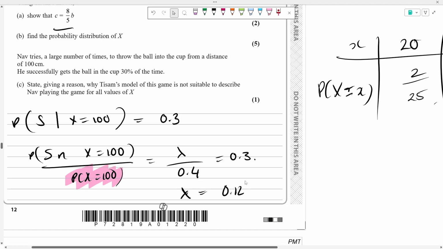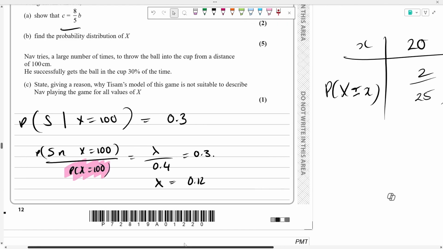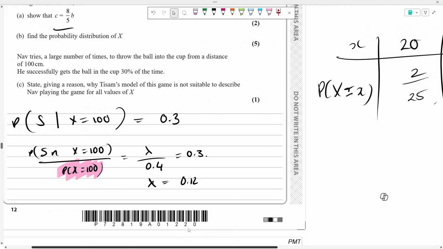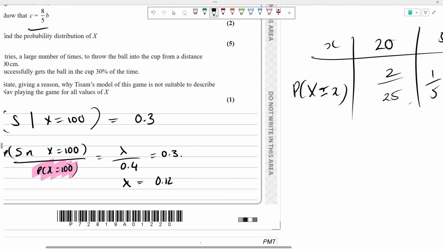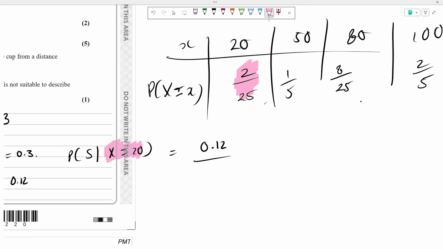However, let's try this with a different value. Let's try 0.12 with maybe 20 centimeters. So let's check if this 0.12 is actually a valid value for a constant. Let's try the probability of S given x is equal to 20 centimeters. Again, this is going to be a quick abbreviated way from before, where we had lambda over the denominator. So our lambda is just going to be 0.12. Our denominator is going to be the probability of x equals 20, which is 2 over 25.